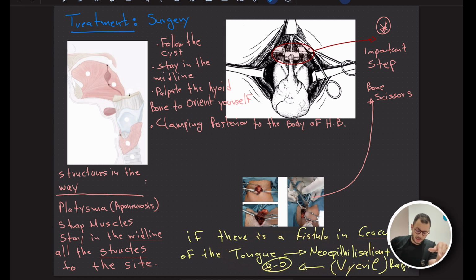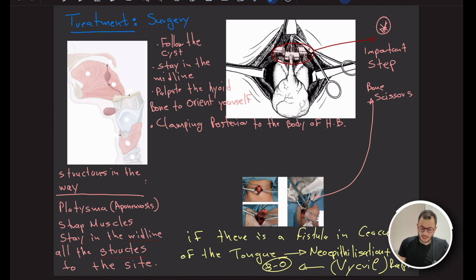So structures that are in the way: the aponeurosis of the platysma, then you will need to move the strap muscles to the side and expose the thyroglossal duct cyst. Stay always in the midline, always follow the hyoid bone.